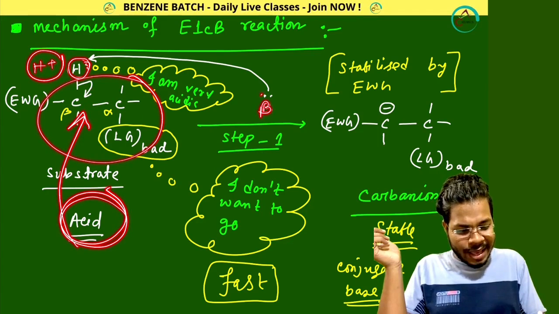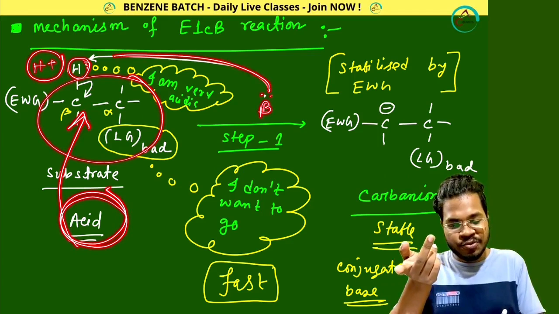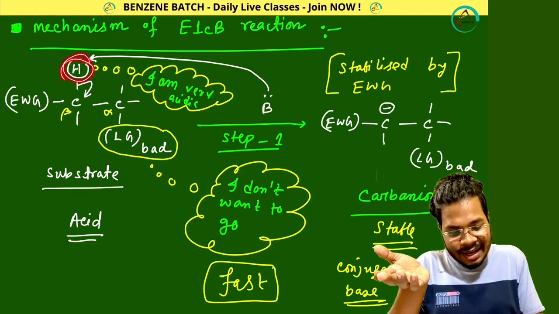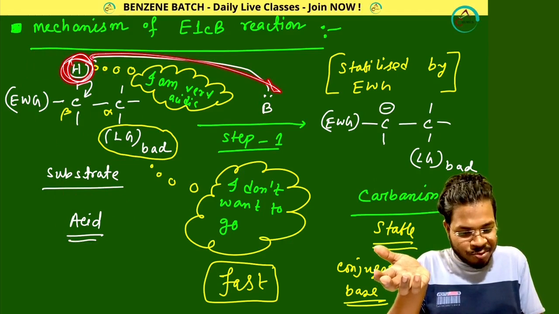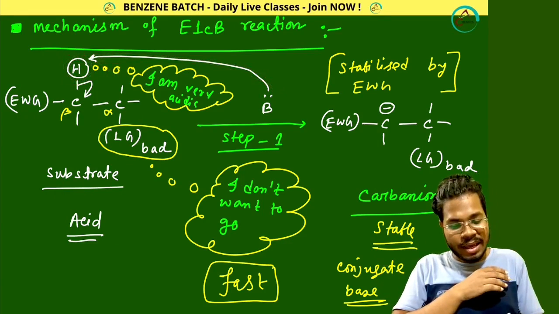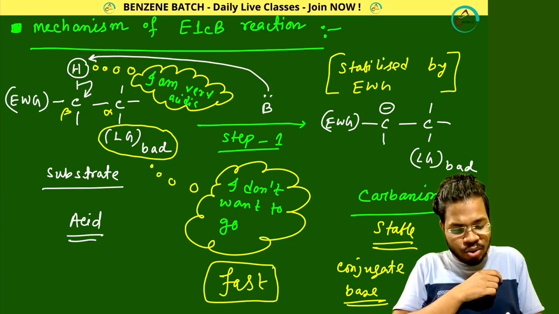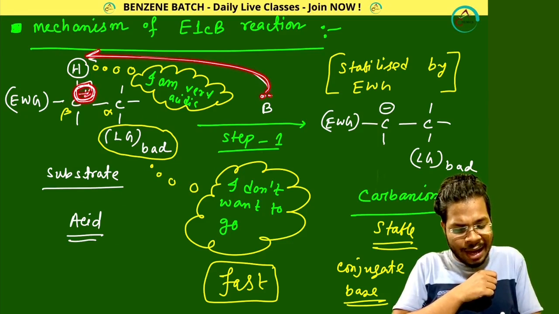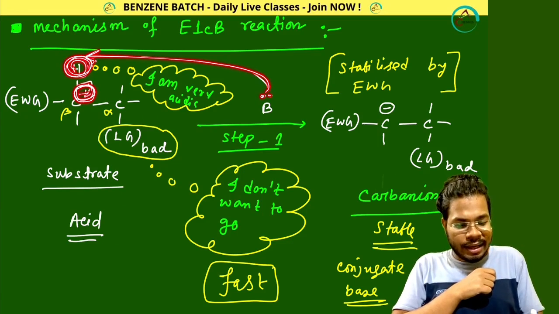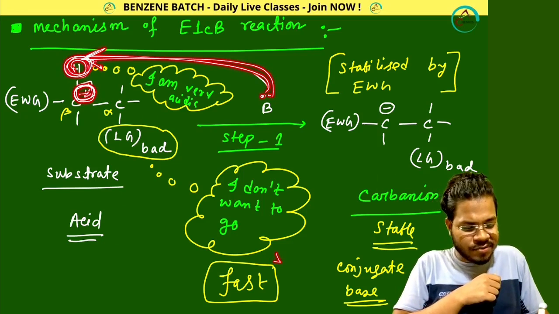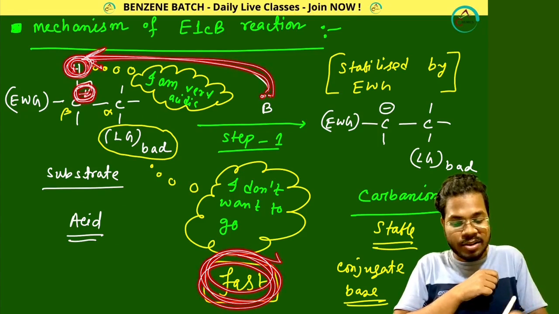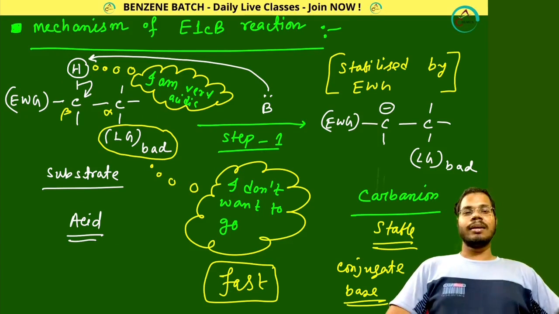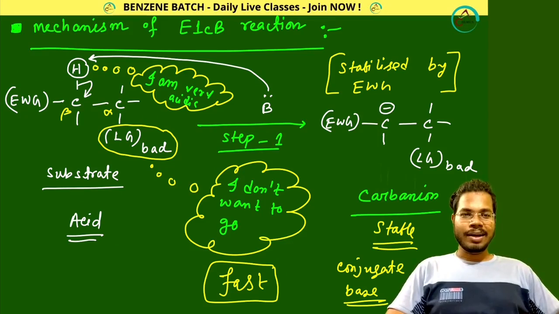And you are adding a base, so what does the base do? The base just abstracts the hydrogen, or H plus. That's why the very acidic hydrogen will be abstracted by this base. As it is very acidic and also the carbanion that is generated is stable, this base will instantly come and accept this hydrogen. That's why it is fast, because it is a very acidic hydrogen. Any other question?